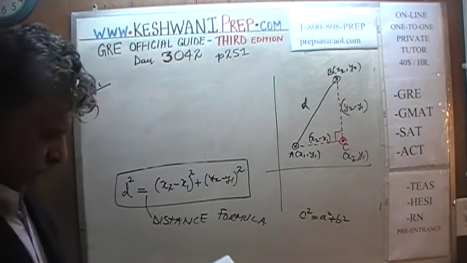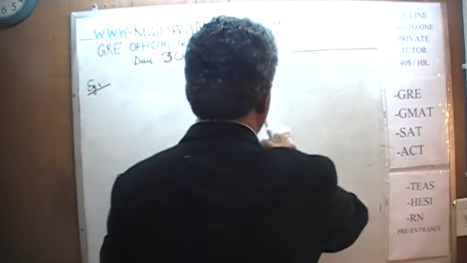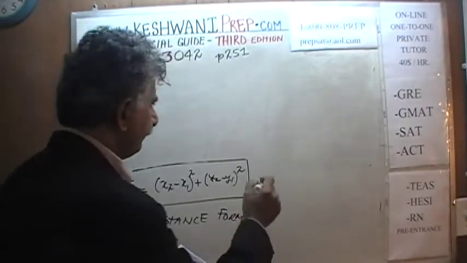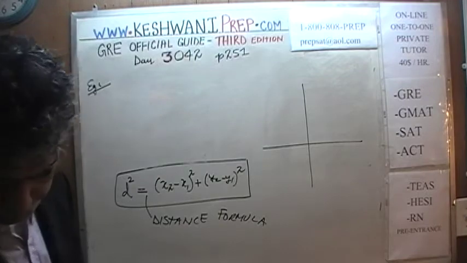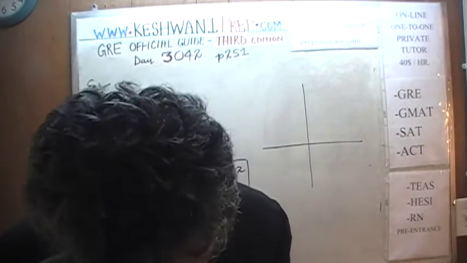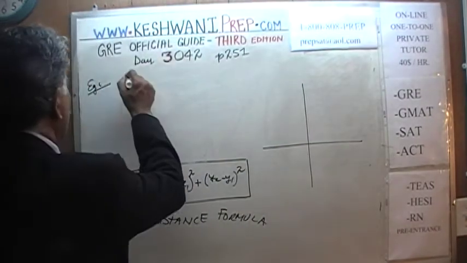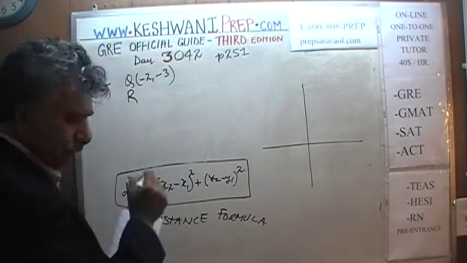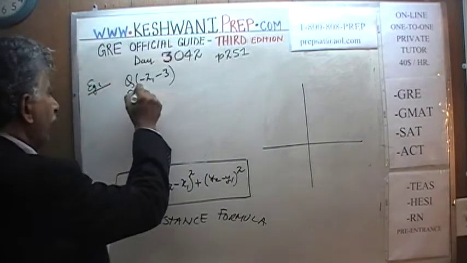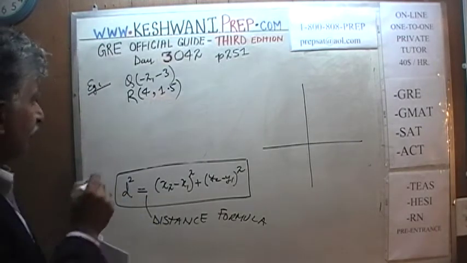We are given two points, Q and R. Q we are told is (-2, -3), and point R we are told is (4, 1.5). The question simply is, what is the distance from Q to R?